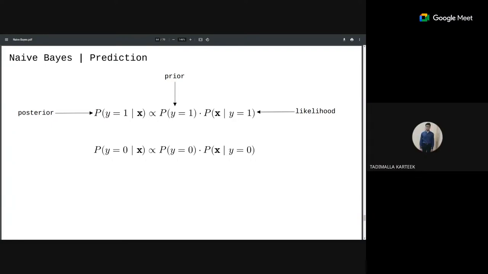Sorry, can you come? The likelihood, like after calculating the likelihood, then we do the posterior one. So we multiply it by the prior, divide by the evidence, and that gives us the posterior.